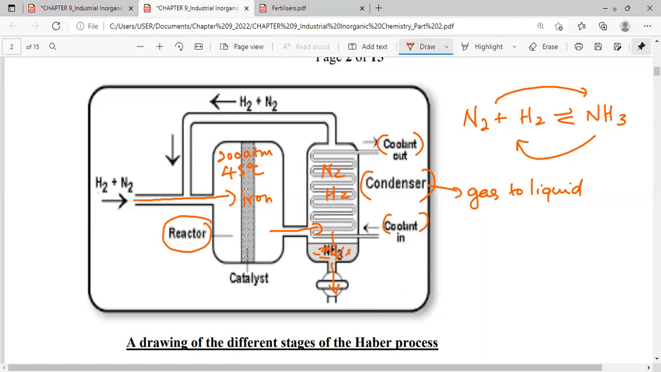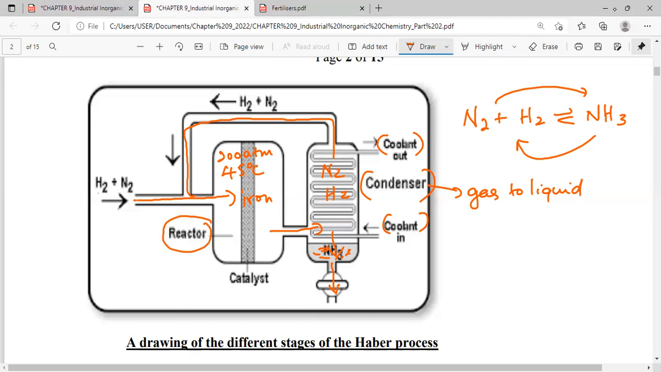Now, nitrogen and hydrogen are gases. So these gases will go through this outlet and they will come back here. They will be reused again. Okay, so this is how the Haber process works.